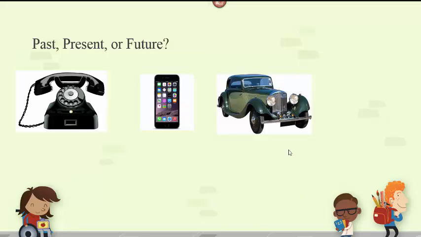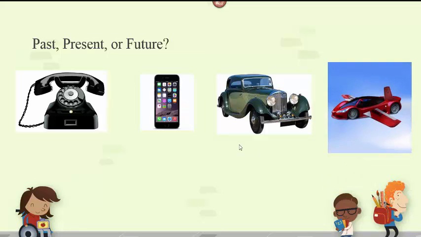Now let's take a look at another really cool car. Take a look at this red flying car. It's pretty neat. Past, present, or future? If you said future, you are absolutely correct. We don't have flying cars yet, but we might someday. So this would be a picture of a car that we might have in the future. That'd be pretty cool to be able to fly everywhere.